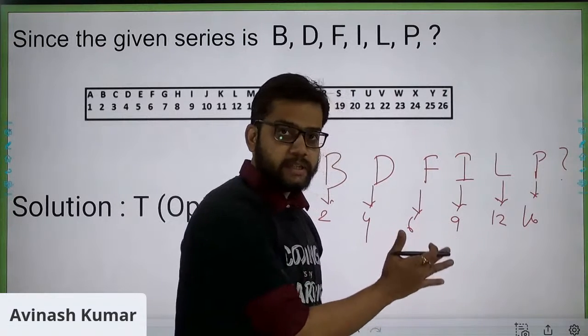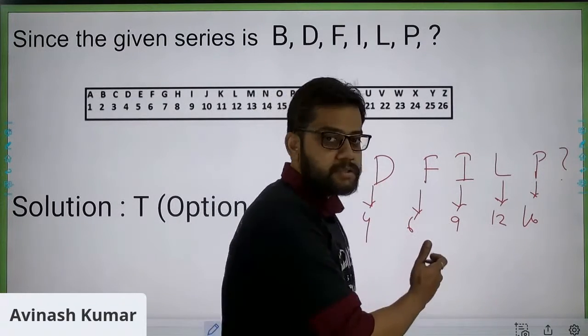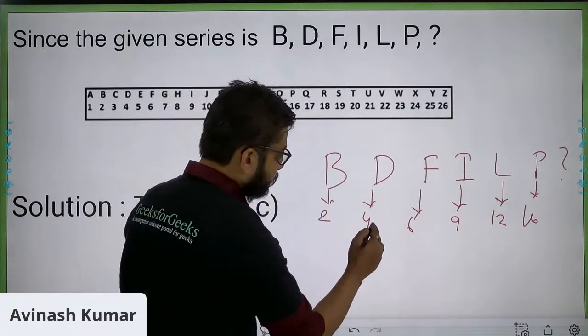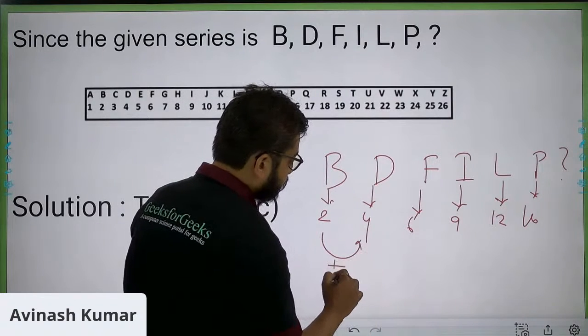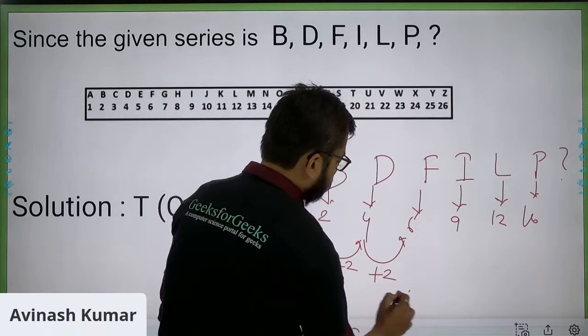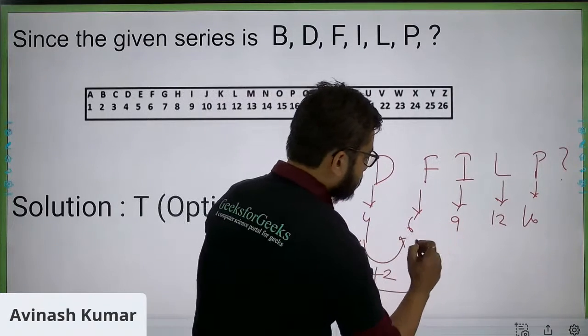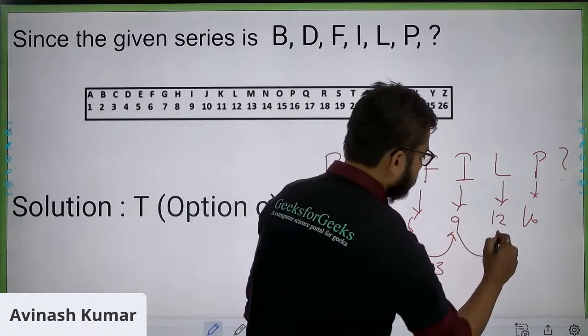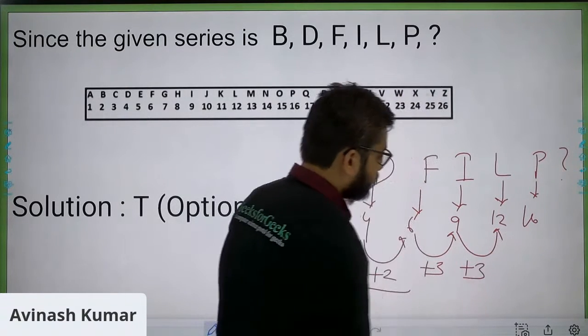Okay, it means that we are adding some numbers to consecutive numbers so that we get another number. Like 2 and 4, there is a difference of plus 2. Okay, 4 and 6 we have plus 2. Okay, this one is common. 6 and 9, here we have plus 3. Then again 9 and 12, we have plus 3.